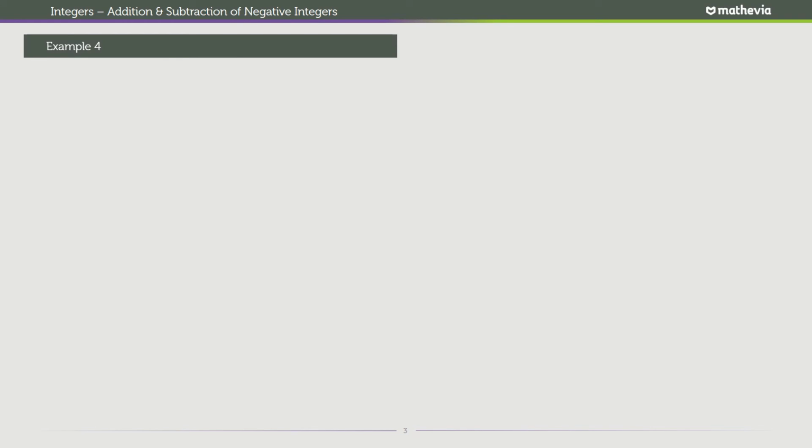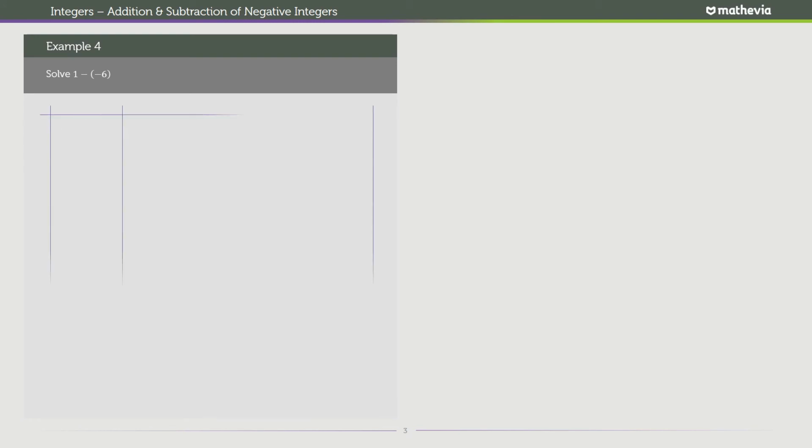Example 4. And example 4 says 1 minus minus 6. Okay, we have two signs. But now we have two minuses. So what do we do about this? Now, in the last example, we learned that if we have plus and minus, it becomes minus. But minus minus becomes plus. So when you have 1 minus minus 6, it ends up as 1 plus 6.